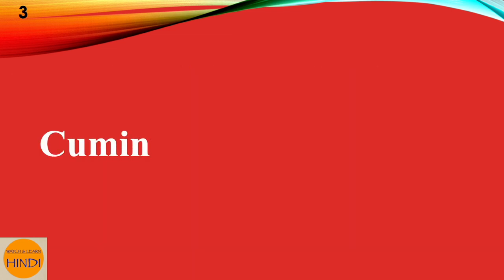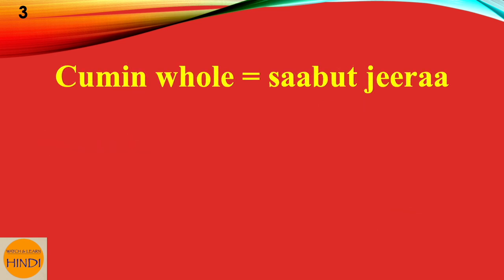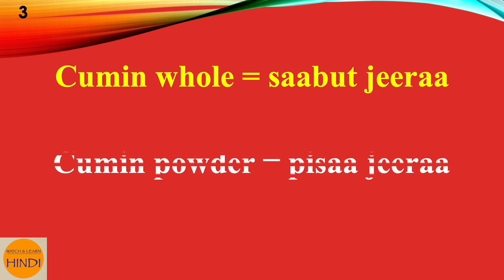Cumin. Jeera. Again, cumin can be used as a seed, cumin whole, which is called sabut jeera. Or it can be used as powder, then it is called pisa jeera.